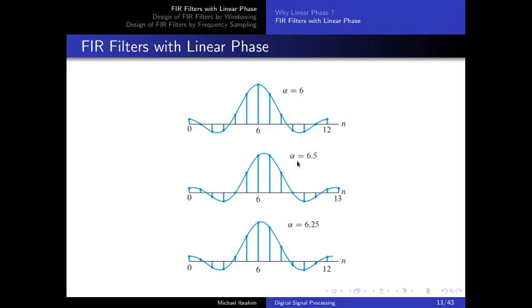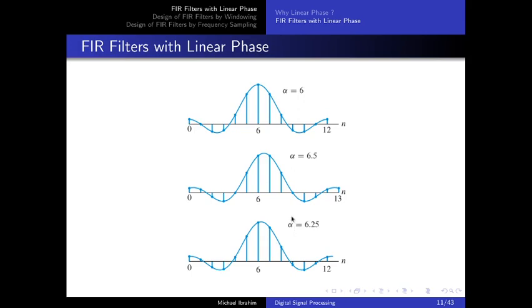If alpha is 6.5, m will be 2 alpha, which is 13. So we'll have a filter with impulse response starting from 0 and ending at 13. So the length of the filter is 14. And here we will not have a sample at alpha, but we will have samples at alpha minus half and alpha plus half, which will have a symmetry. But if 2 alpha is not an integer at all, like in this case 6.25, we will be losing the symmetry and the impulse response will not be symmetric, and the phase response will not be linear.